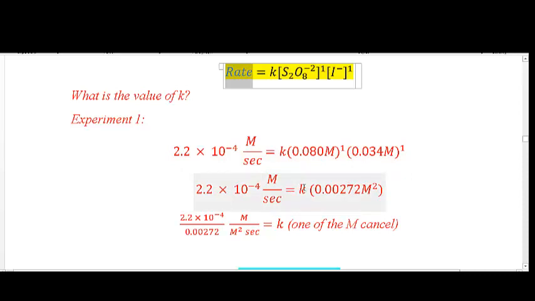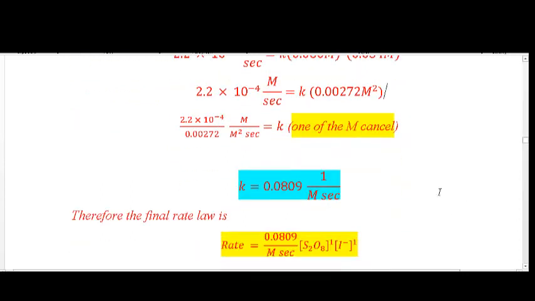To get k, I'm going to divide both sides of the equation by 0.00272. And then just going by units, M over second divided by M squared gives me 1 over M second. One of the molarities, M, cancels. And doing that math, I'm getting 0.08091 over M second.